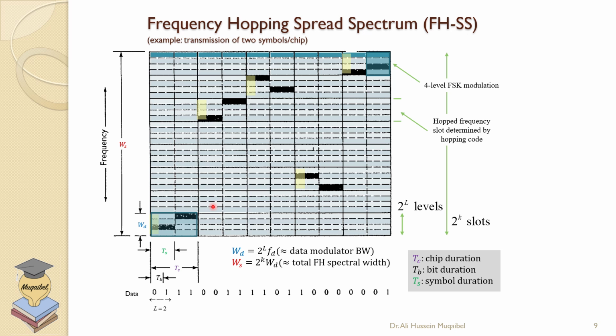However, for frequency hopping, what we do is divide the frequency axis into big slots.